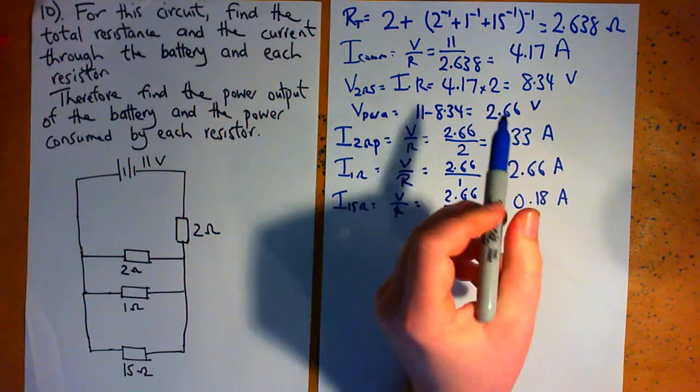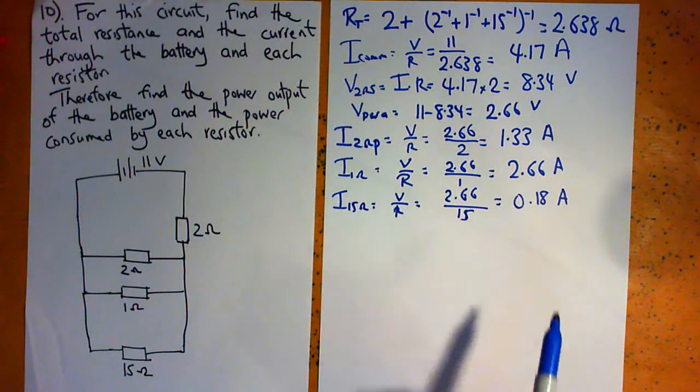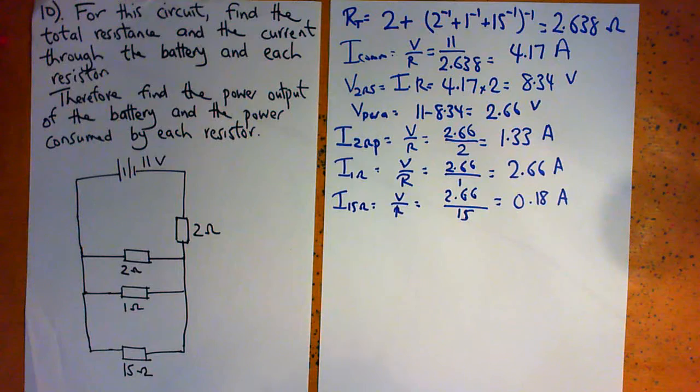So the three paths: 1.33 amps plus 2.66 amps is 3.99 amps, plus 0.18 gives us 4.17, the common current. So that has split up exactly as expected. So we now know the current passing through each resistor. All that remains is to find the power output of the battery and the power consumed by each resistor.